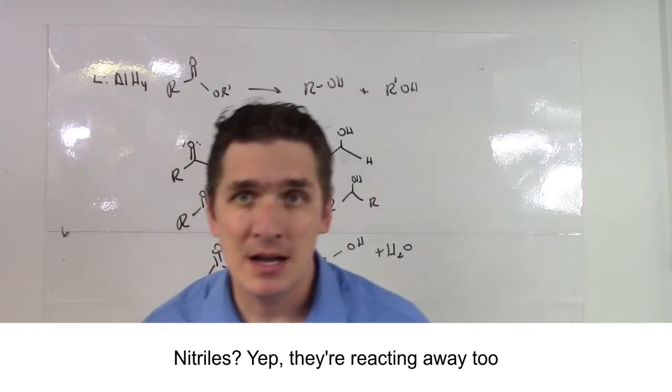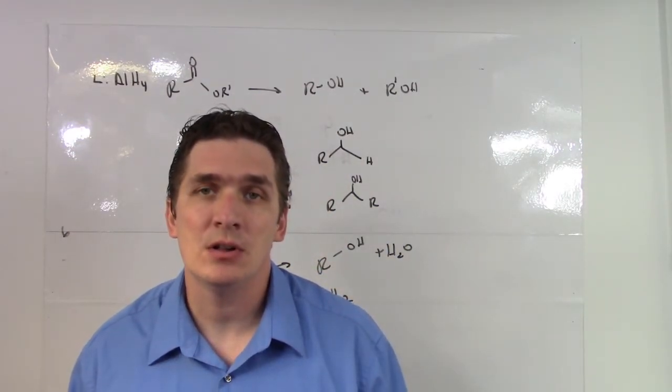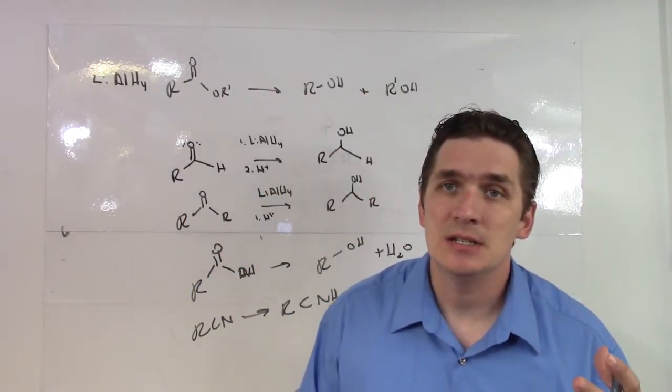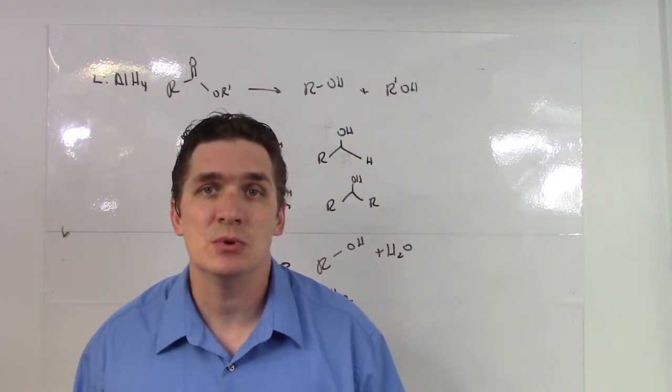In the case of epoxides, what it will do is actually open up the epoxide ring and put the alcohol on the more substituted carbon. So LAH here is a very aggressive reducing agent. It's hard to find things that it won't reduce.